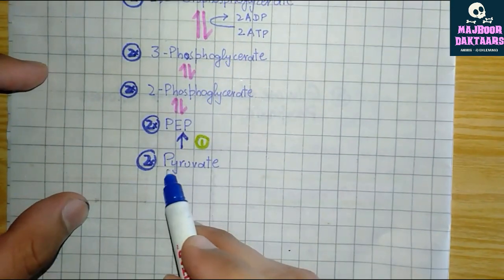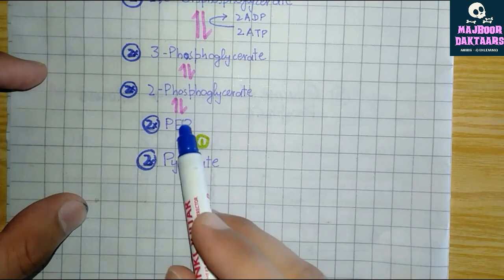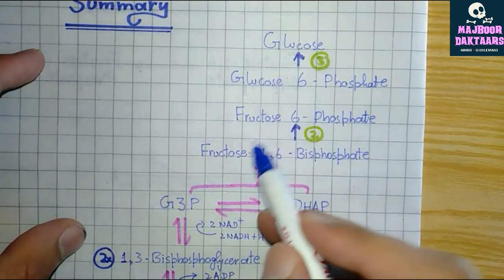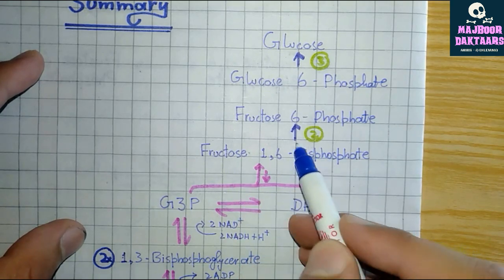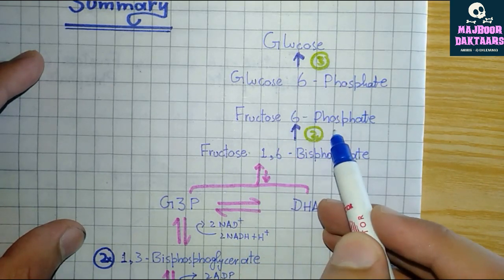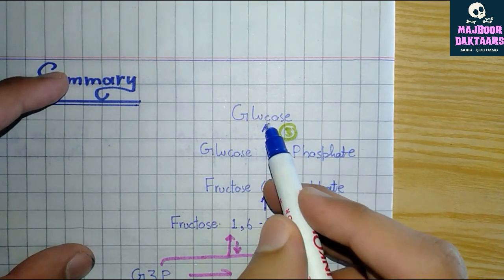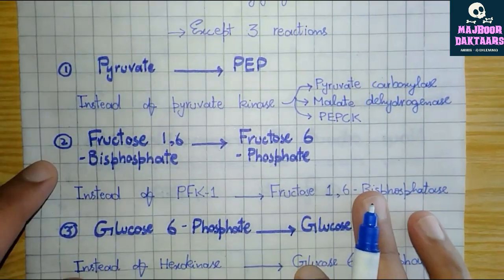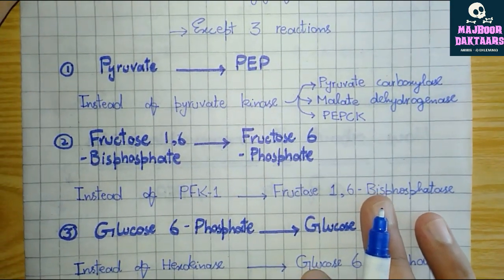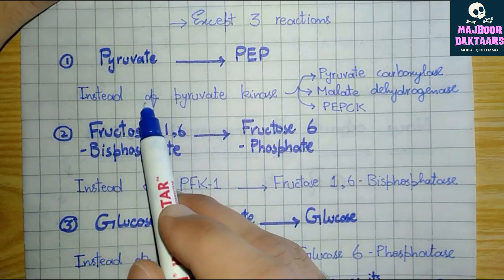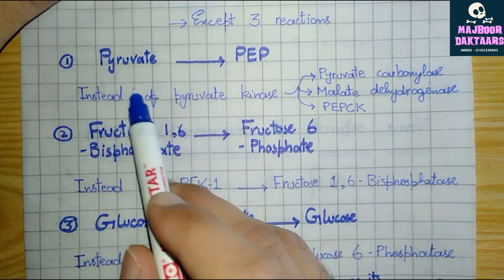These steps include the first step of gluconeogenesis, that is pyruvate to phosphoenol pyruvate conversion, and the second one includes the fructose 1,6-bisphosphate to fructose 6-phosphate conversion, and the last one includes the glucose 6-phosphate to glucose conversion. These three steps can't be reversed in glycolysis, so we have to take a different route than glycolysis in gluconeogenesis.